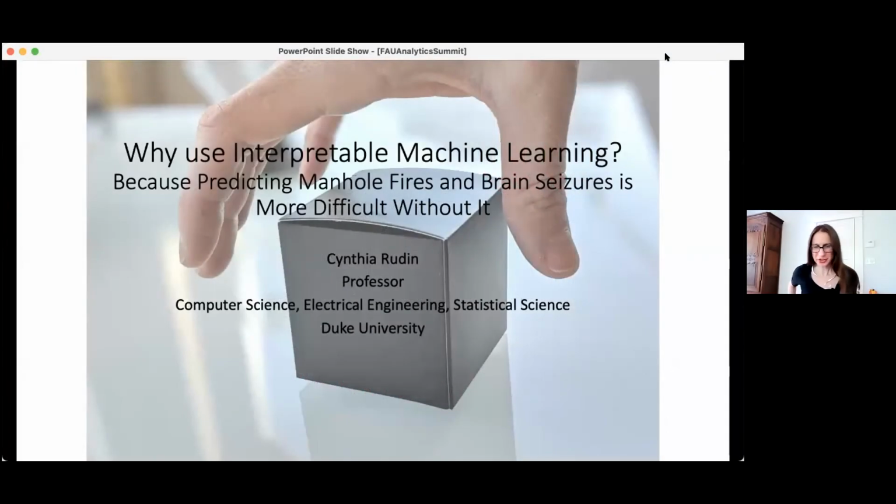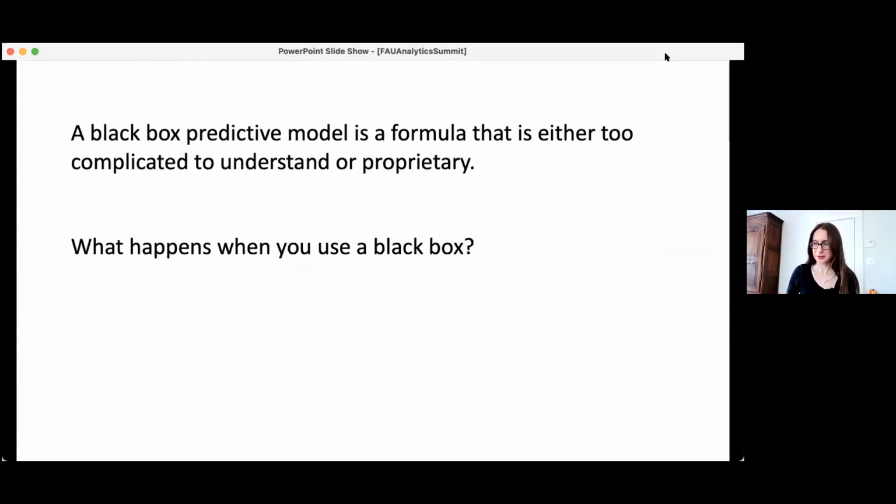Right, so I work in interpretable machine learning. So what is interpretable machine learning? Well, it's kind of the opposite of black box machine learning. So I just want to define that before I start. A black box predictive model is a formula that's either too complicated to understand or it's proprietary, meaning that it's someone's secret sauce that they don't want to share.